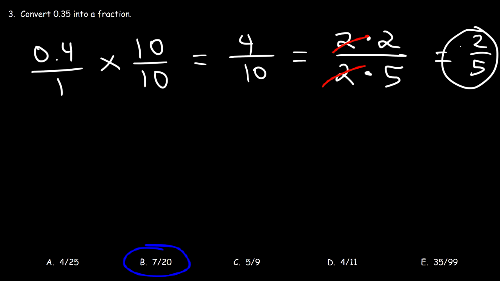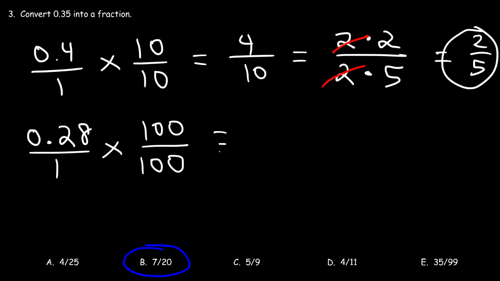For the sake of practice, try this one. So let's say we have 0.28. Go ahead and convert that into a fraction. Because we have 2 digits to the right of the decimal point, we're going to multiply the top and the bottom by 100. 0.28 times 100 is 28, and 1 times 100 is 100.